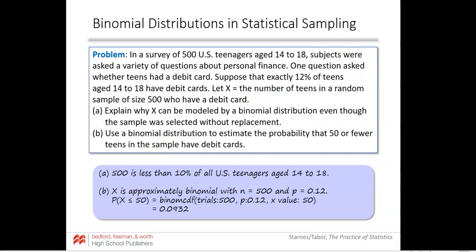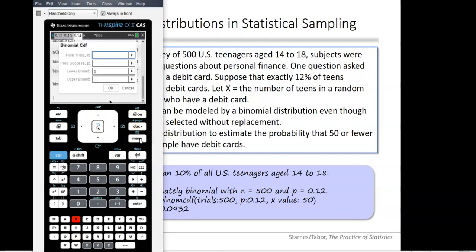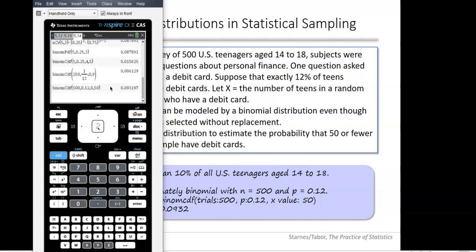I don't love the way they wrote that. I think this is from the 84, the notation of that. So let's just look at what it would look like on our calculator. Let's go to binomial CDF. Menu 5 5 B, I believe, is CDF. We're going to say n is 500, probability of success is 0.12, lower bound is 0, upper bound is 50. So we would actually put in the upper and lower bound there. Say okay, and see if I get the right answer: 0.0932, which is what they got as well.